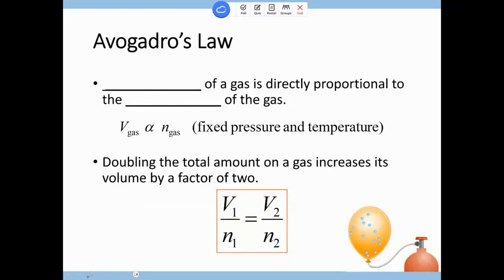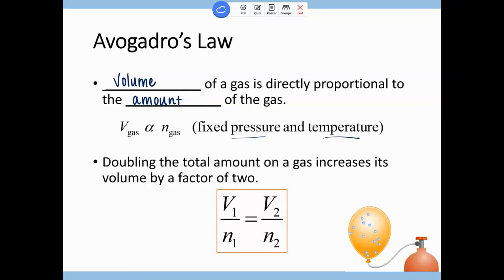So Avogadro's law states that the volume of a gas is directly proportional to the amount of the gas. So if we have fixed pressure and temperature, if you increase the amount of the gas, you're increasing the volume. I think this is quite intuitive if you think about filling up a balloon from, for example, a helium tank. You connect the helium tank to the balloon, and helium gas exits the tank and enters the balloon.